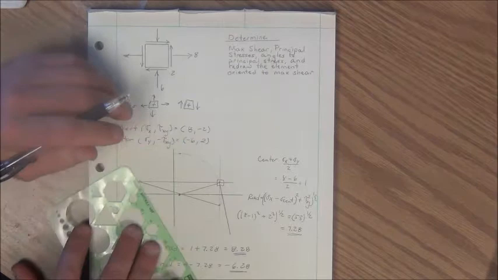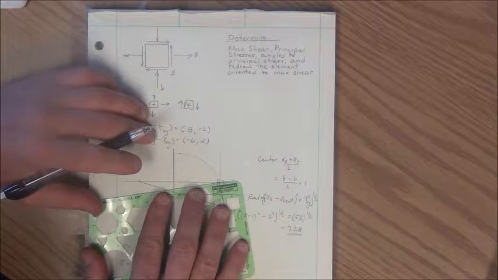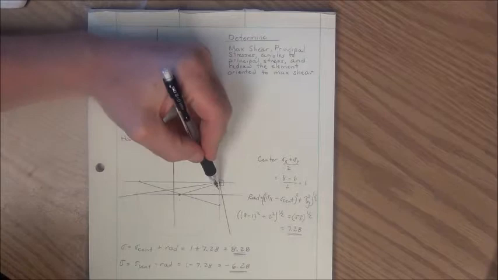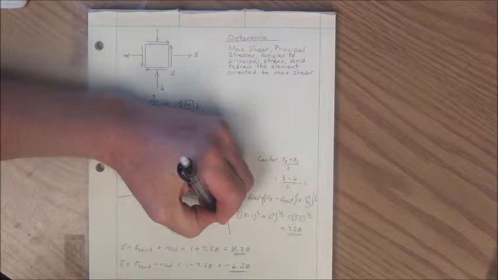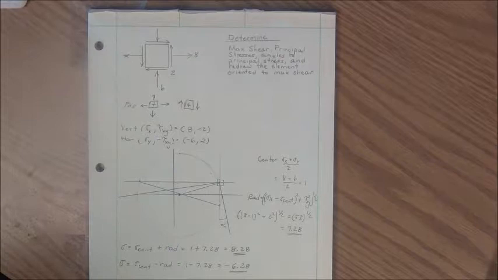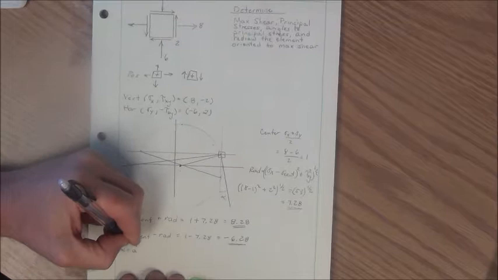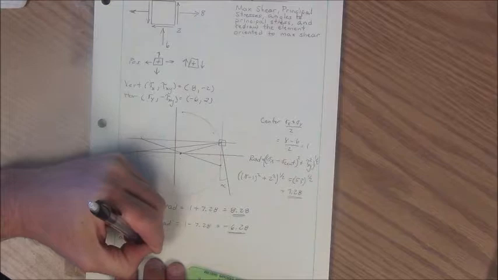The angles to the two principal stresses will always be off by 90 degrees. The angle that I'm looking for, or that I can find and then determine the other angles from, I'll label here as alpha. Alpha is equal to the inverse tangent of the opposite over the adjacent.